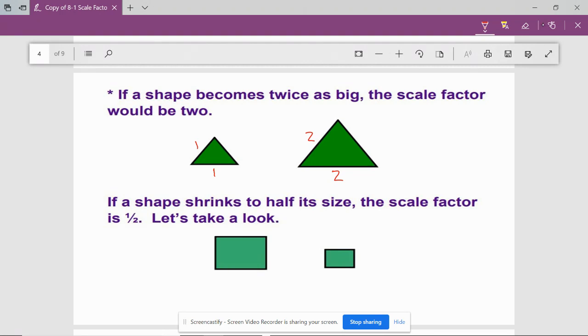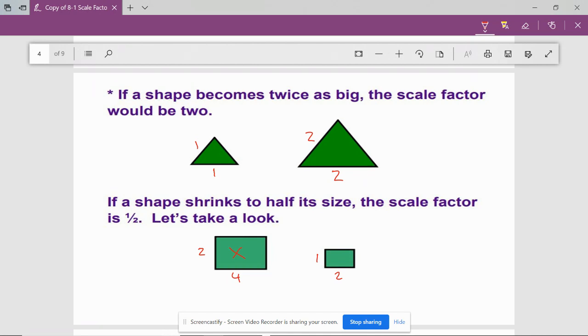So let's take a look. If we take this and cut it in half, we make it smaller, and that means our scale factor is going to be half. So if this is 2 and this is 4, and we made this 1 and 2, it's half the size. Okay, so hopefully that makes sense.